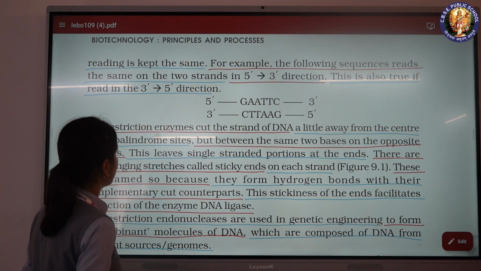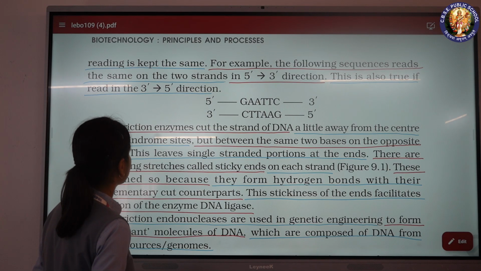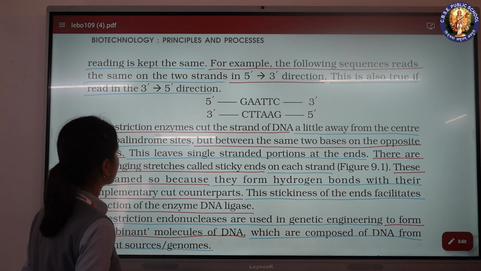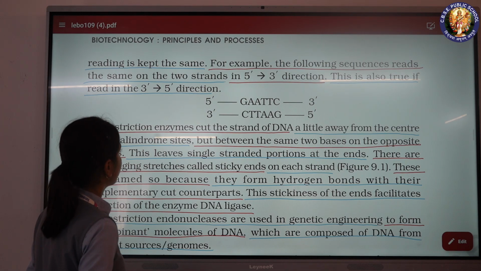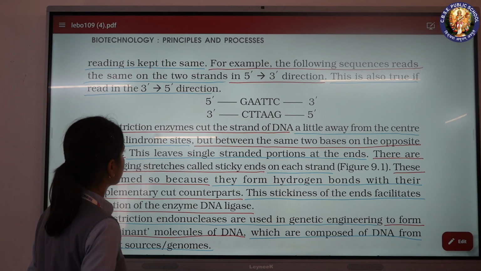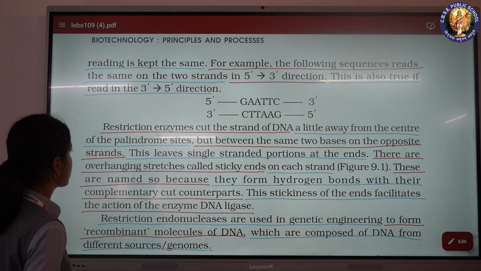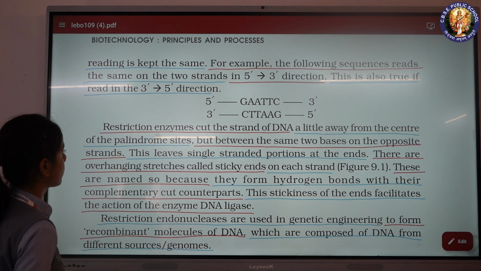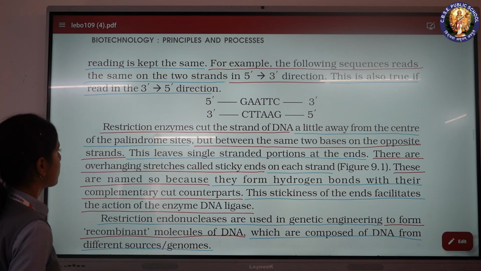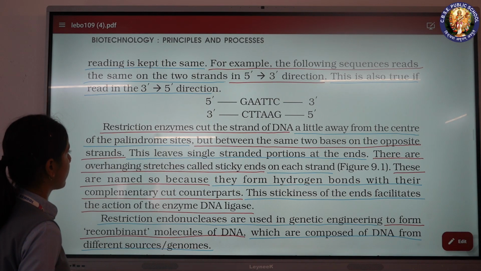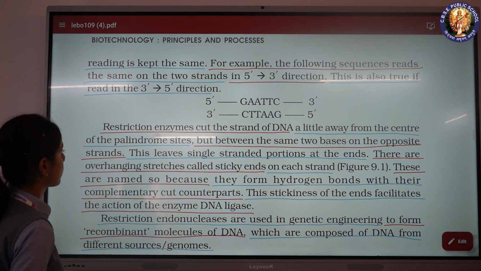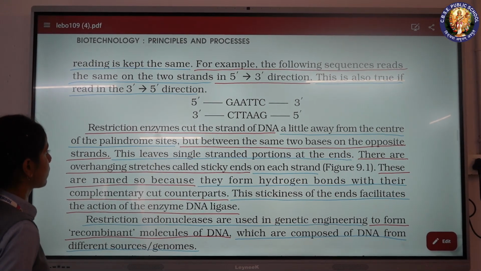Restriction enzymes cut the strands of DNA a little away from the center of the palindrome sites, but between the same two bases on the opposite strands. This leaves single-stranded portions at the ends.